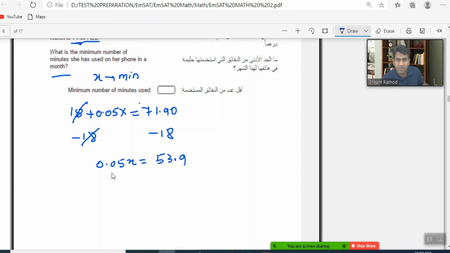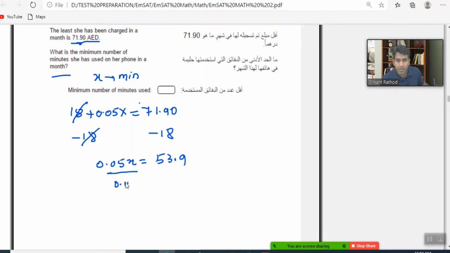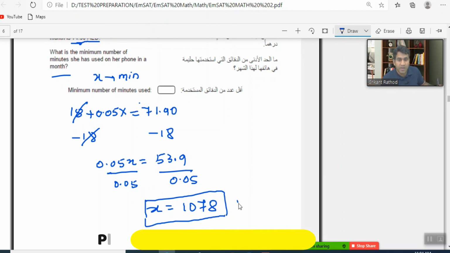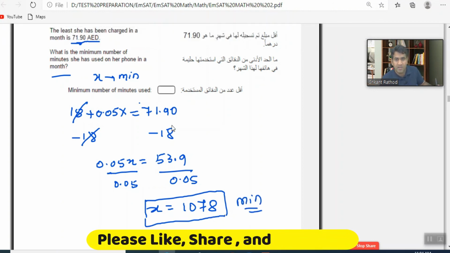Now as we are looking for x, divide by 0.05 on both sides. From this you will get the value of x as 1078. So we can say she spoke for a total of 1078 minutes, and that's the answer, 1078.